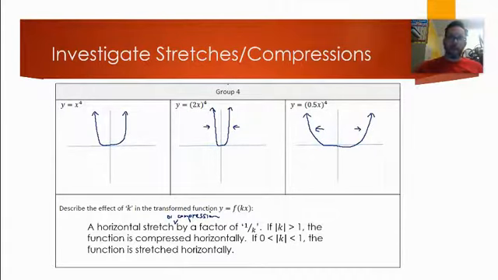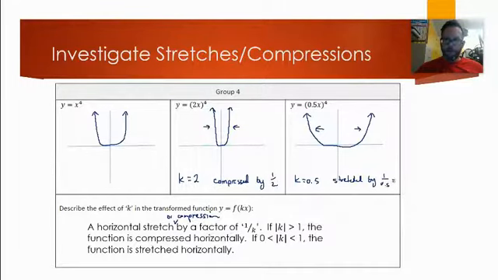So we saw that in the second guy, by multiplying the x by 2, k was equal to 2, the graph was actually compressed by a half, 1 over that. And then here, when k was equal to 0.5, the graph was stretched by 1 over 0.5, which is equal to 2. So the rule works. The stretch or compression factor, horizontal, is 1 over k. That's something you guys developed and learned in your grade 11 course.